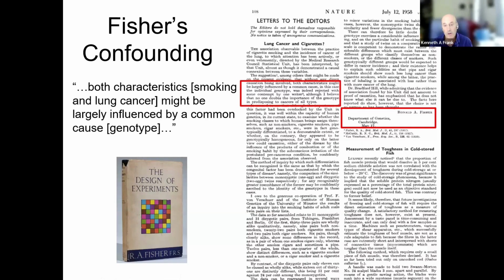He wrote other pieces as well. And he says both characteristics, smoking and lung cancer, might be largely influenced by a common cause, a genotype. And you can read where Fisher said that here.